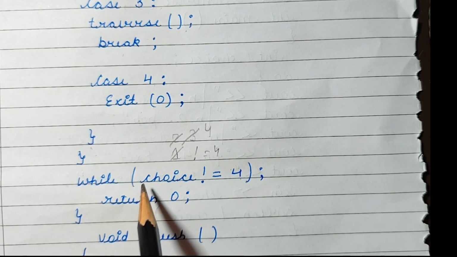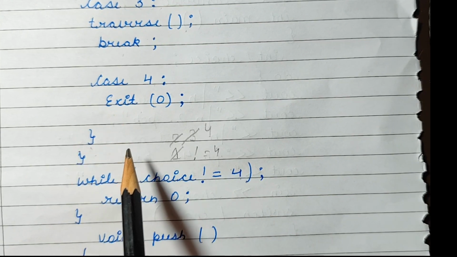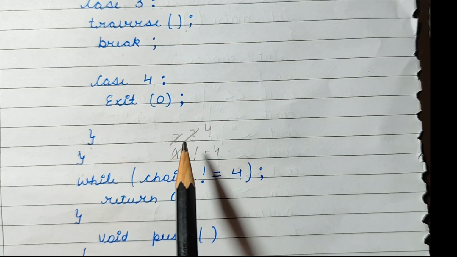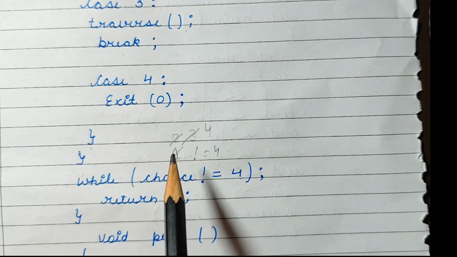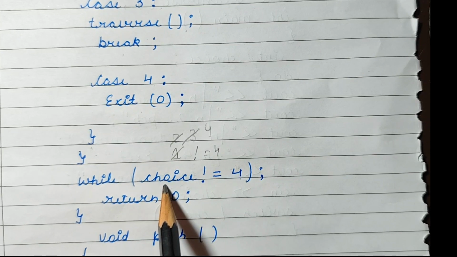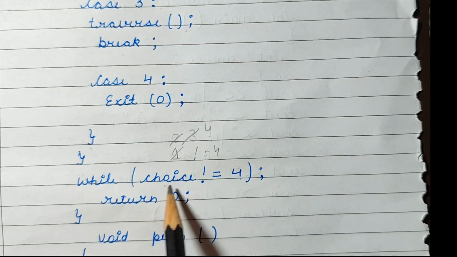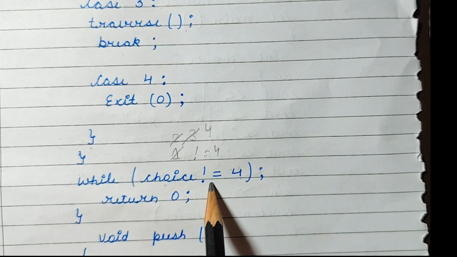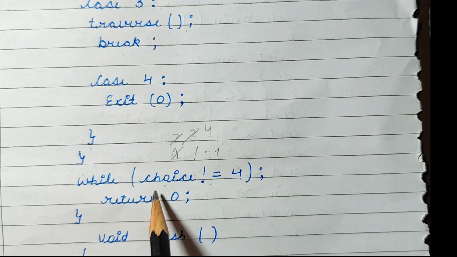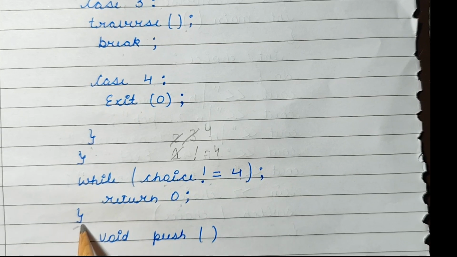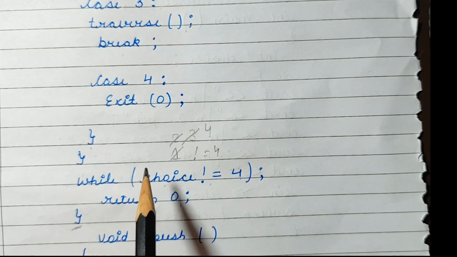So at that time, the menu, that is 1 for push, 2 for pop, 3 for traverse, 4 for exit, will not display if I enter the value of choice as 4, because at that time the while condition becomes false, and the do while loop is not executed in that case. And after this, return 0 and the main function is ended. So I hope now you are clear.